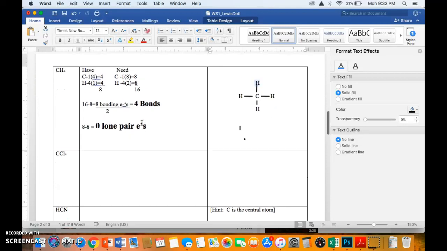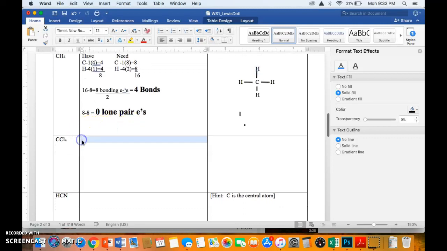CCl4. And I'm going to do the same 7 steps to draw my Lewis dot structure. I'm going to start with my have section. I list my elements in my compound. I have carbon and I have chlorine. How many carbons do I have? 1. How many chlorines do I have? 4. Okay. I first list how many of each element I have. Now, how many valence electrons does carbon have? I check my periodic table. 4.